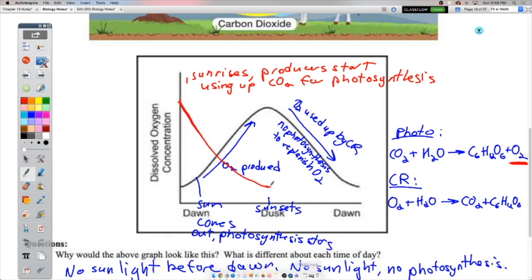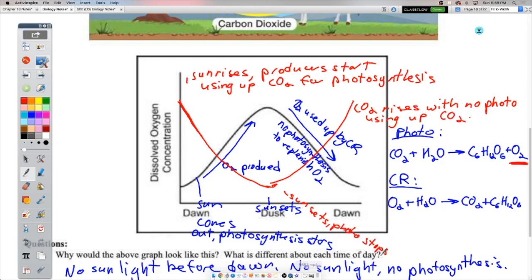But then the sun sets and photosynthesis stops, right? And so what happens? Just cellular respiration. Cellular respiration has been happening this whole time, but now it's just cellular respiration with no photosynthesis to counteract it. So CO2 goes up. The sun sets, photosynthesis stops.